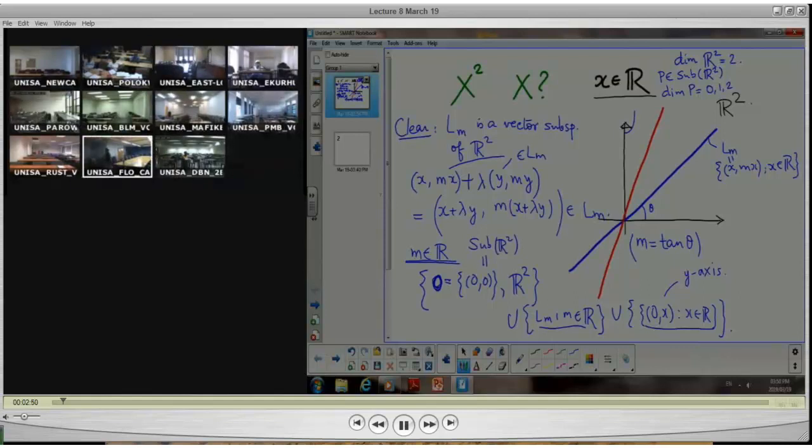If we had x squared, we'd have an x squared graph, but is it closed under vector addition? No, it doesn't have a vector inverse.